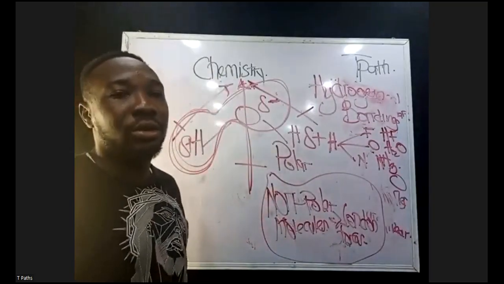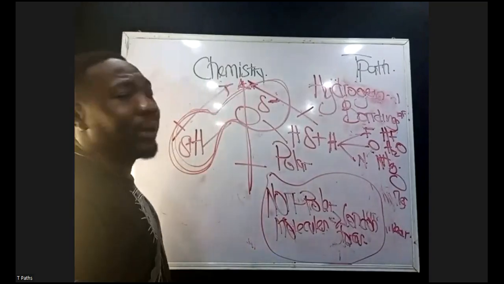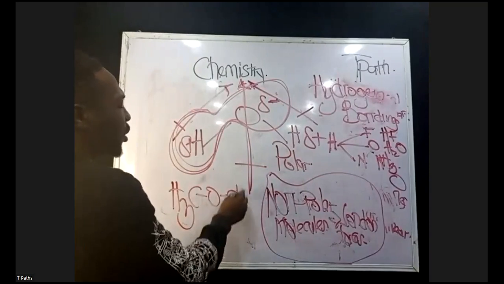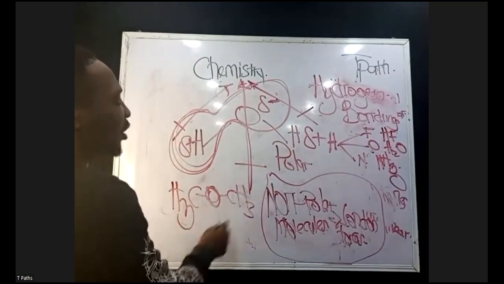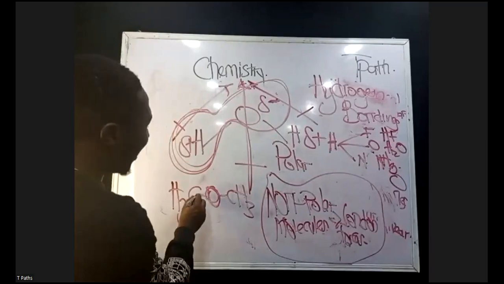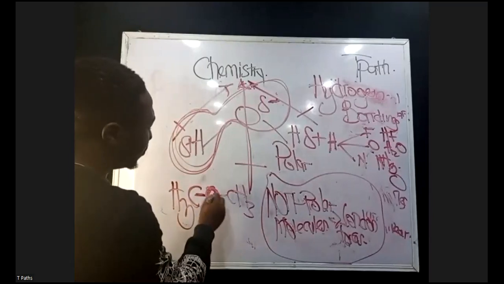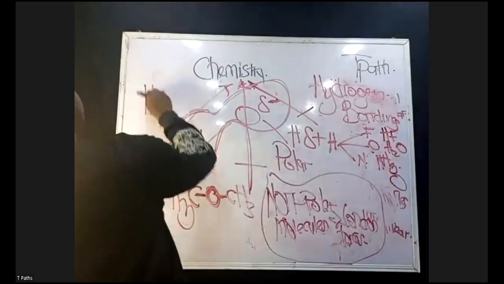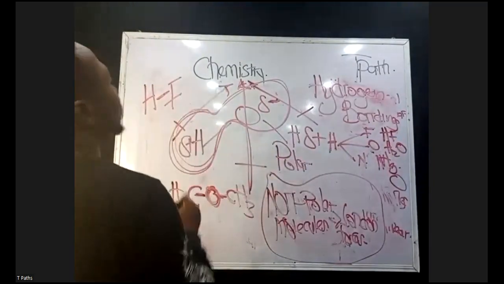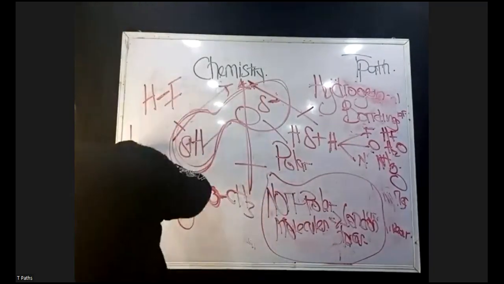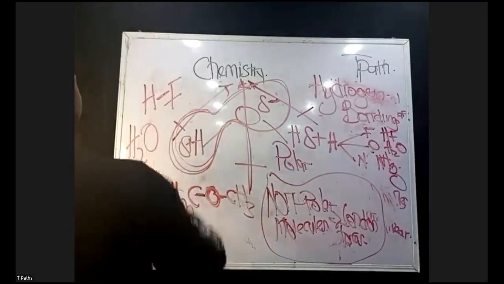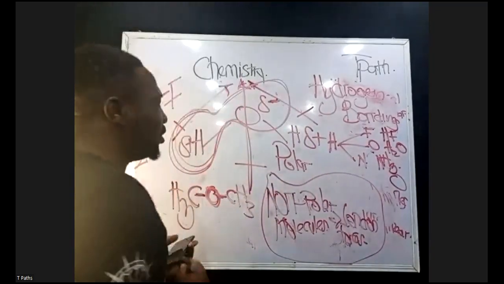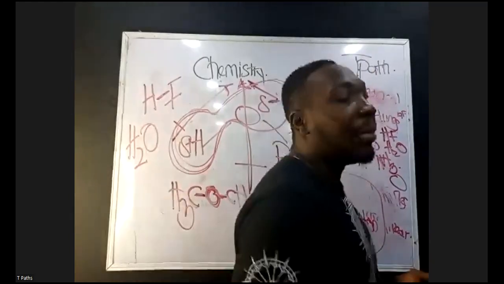Sometimes people get this wrong. For example, if I say H3COCH3, oxygen is here, and true, hydrogen is present, but it doesn't mean there is hydrogen bonding. You can see clearly that carbon is directly bonded to oxygen. There is no hydrogen bonded to the oxygen here. But with H2O, hydrogen is bonded to oxygen, and we call that hydrogen bonding. These are the intermolecular bonding.